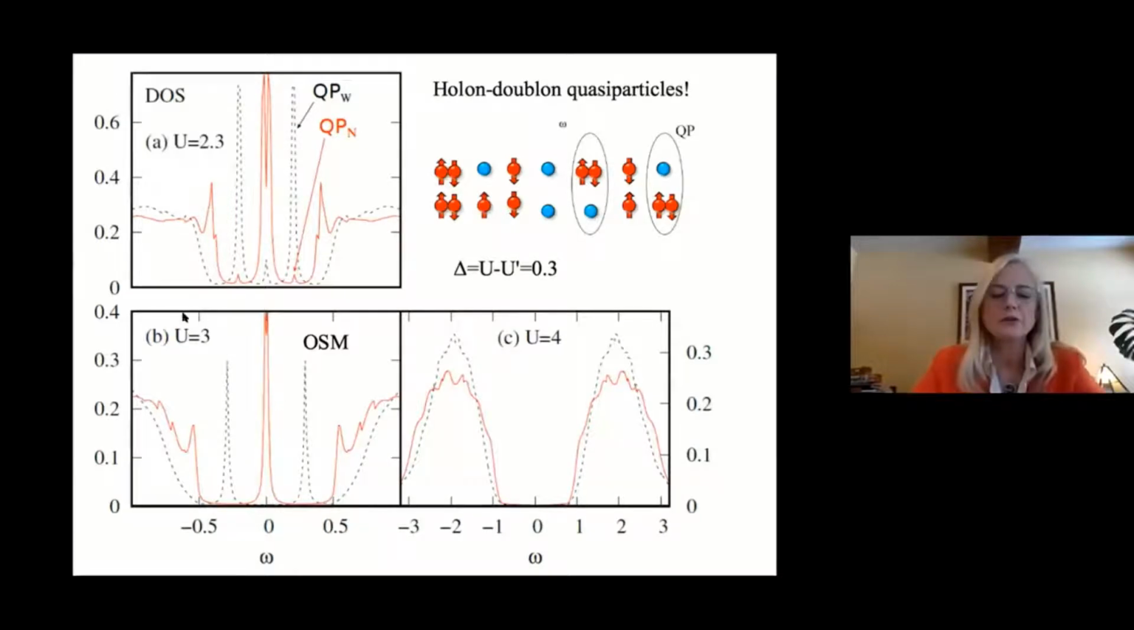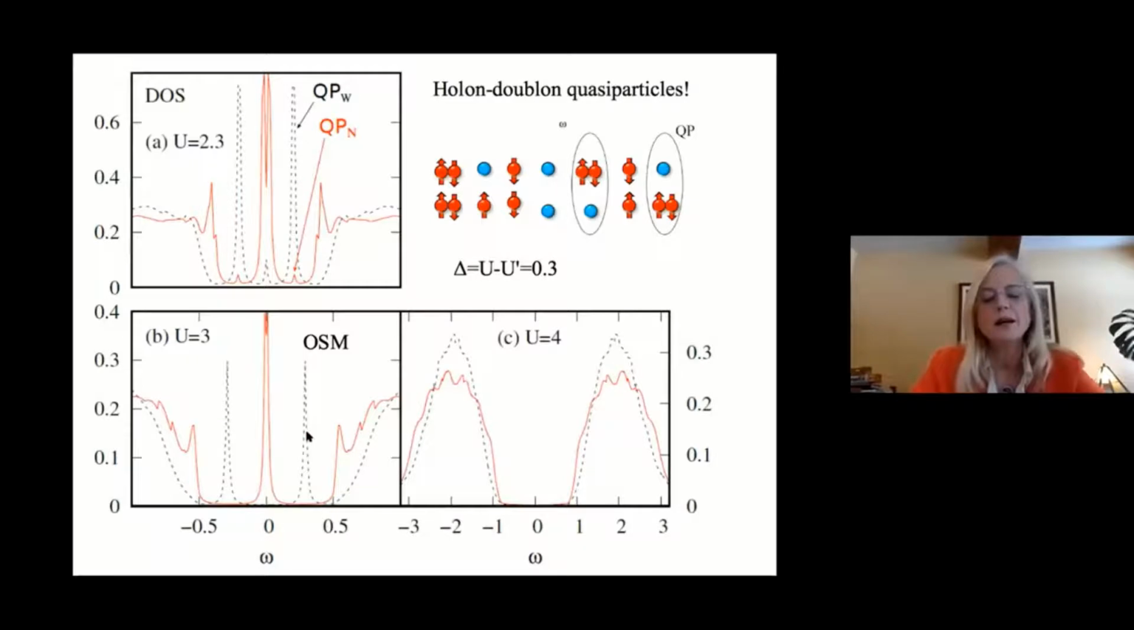If we go to an intermediate value of U, here we have considered a U prime whose difference with U is 0.3. So if U is 3, U prime is 2.7. And in this case, we find an orbital selective Mott phase in which the red band is metallic, and the black band is insulating, because we have no density of state at the Fermi energy, but we do find some strange feature within the gap, located at the difference U minus U prime, which is 0.3.